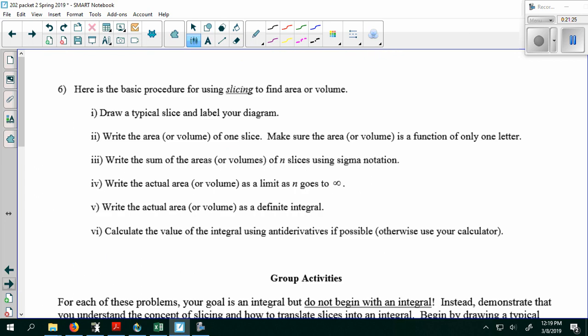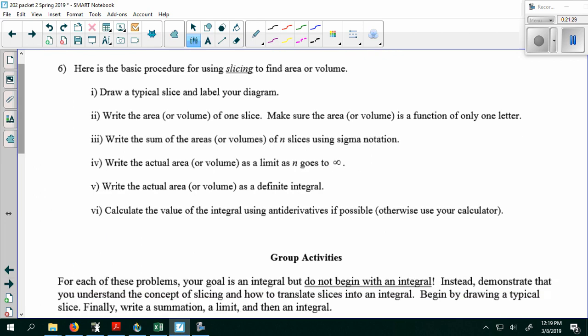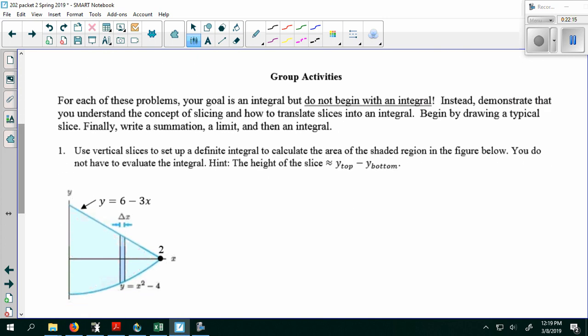Okay, so a summary of that process is on the next page. The basic procedure for using slicing to find area or volume is to draw a typical slice and label your diagram. Write the area or the volume of one slice, and make sure it's a function of only one letter. Then write the sum of the areas or the volumes of n slices using sigma notation, followed by writing the exact area or volume by taking a limit as n goes to infinity, and then translate that limit of a Riemann sum to an integral. Calculate the value of the integral using antiderivatives if possible. Otherwise, you can use your calculator. In these group activities, you're going to set up the integral but not evaluate it, unless specifically told to do so.